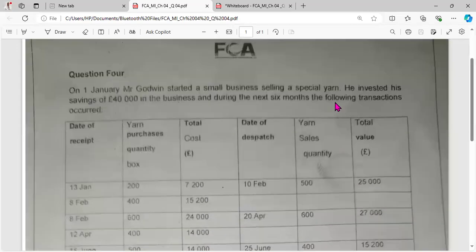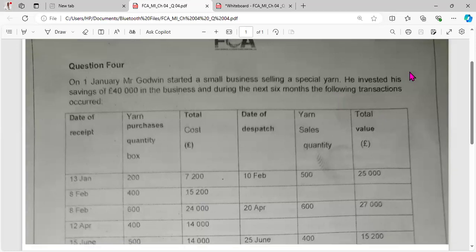It says here, on January 1, Mr. Godwin started a small business selling special yarn. Is it yarn or yam? I'll take it as yarn. He invested his savings of £40,000 in the business, and during the next 6 months, the following transactions occurred.